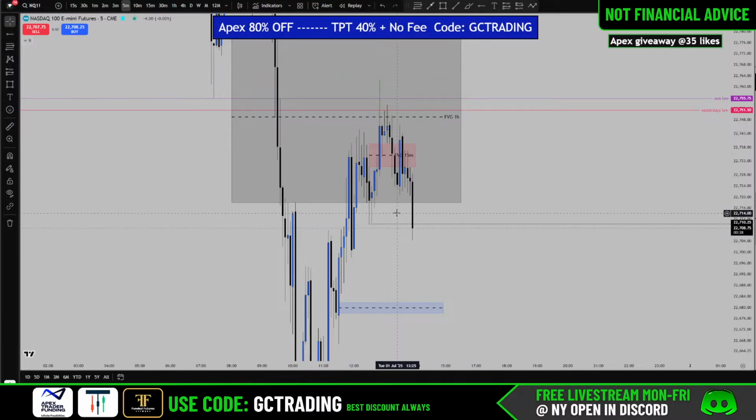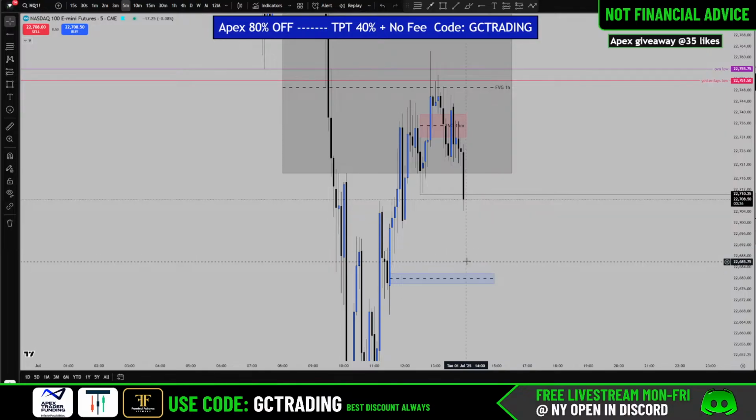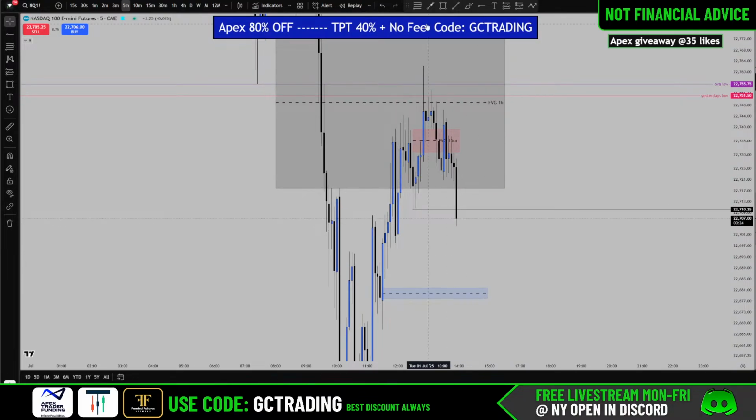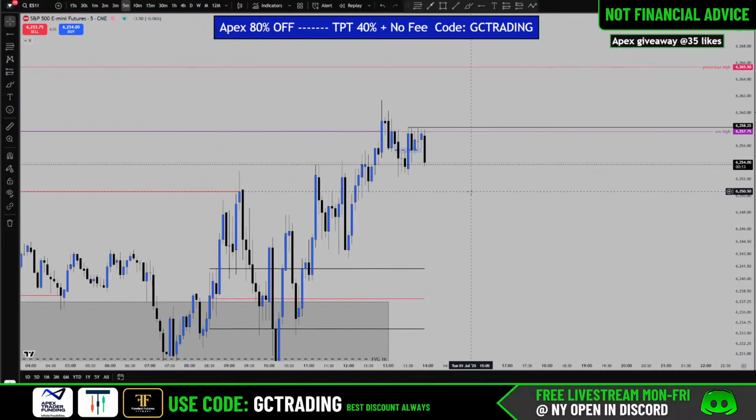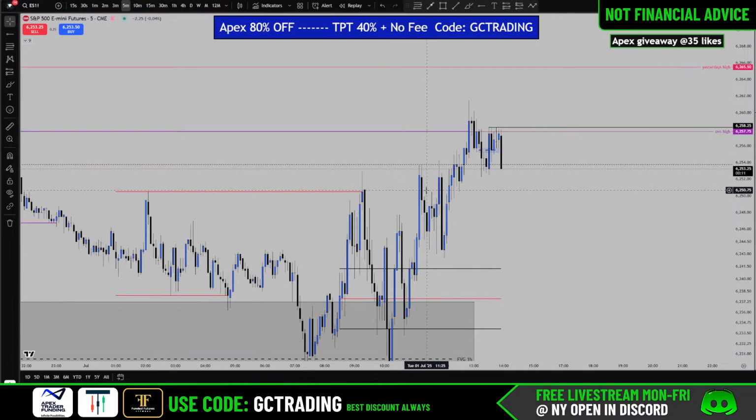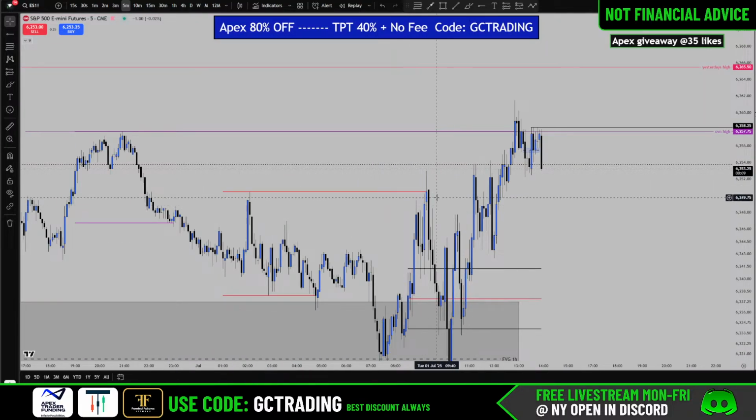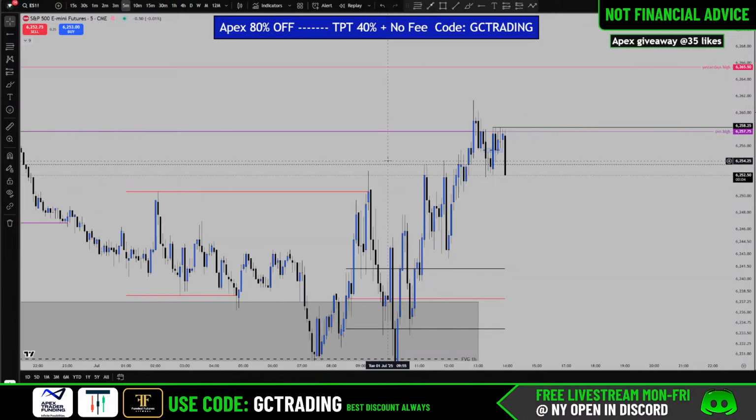If we hold this and start continuing lower, then we're probably going to go here. But let's say we take this out and then start slamming higher, then we can probably look for higher. We just want to see how we react right here, because we are taking out that low. If we do want to continue lower, that's a good place to get short. If not, then we'll see.